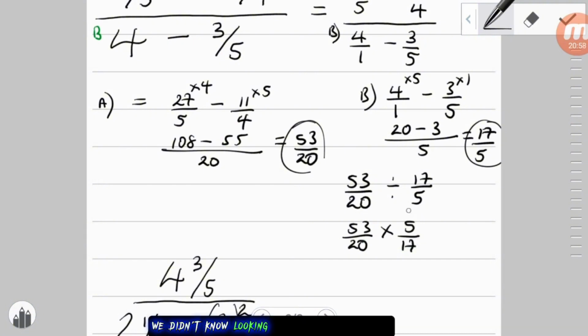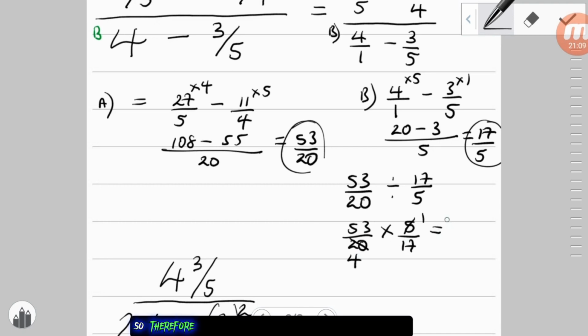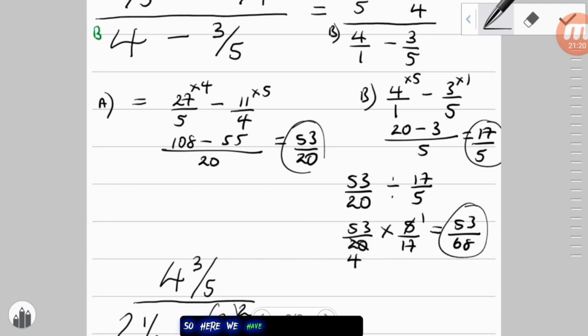We're now looking for something to cancel. So we have 5 into itself one time and 5 into 20, 4. It doesn't seem as if 17 can go into 53. So therefore, we're going to have 53 times 1 is 53 divided by 4 times 17, which is about 68. So here we have a proper fraction that cannot be converted to a mixed fraction, because 53 over 68 is the lowest form.